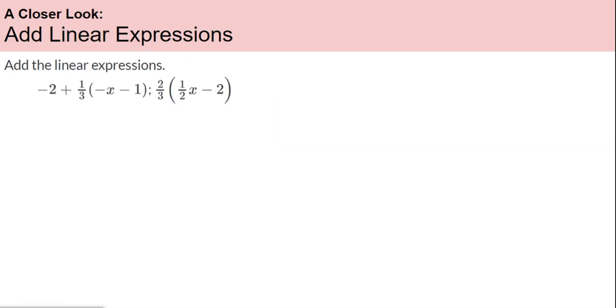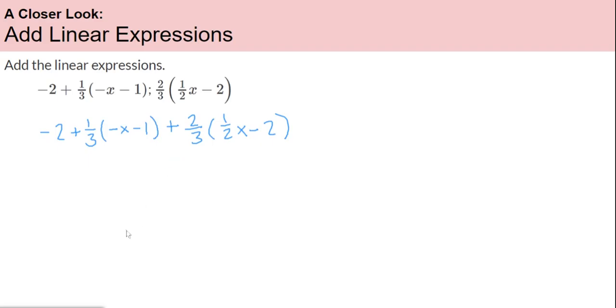Okay, let's try one more. Pause the video, see if you can do it yourself. How did you do? All right, this is a little bit more tricky, so we better definitely write this whole thing out. Negative 2 plus 1/3 times negative x minus 1. And then I'm going to add, so that's my first term. I'm going to add the next term, 2/3 times 1/2 x minus 2.